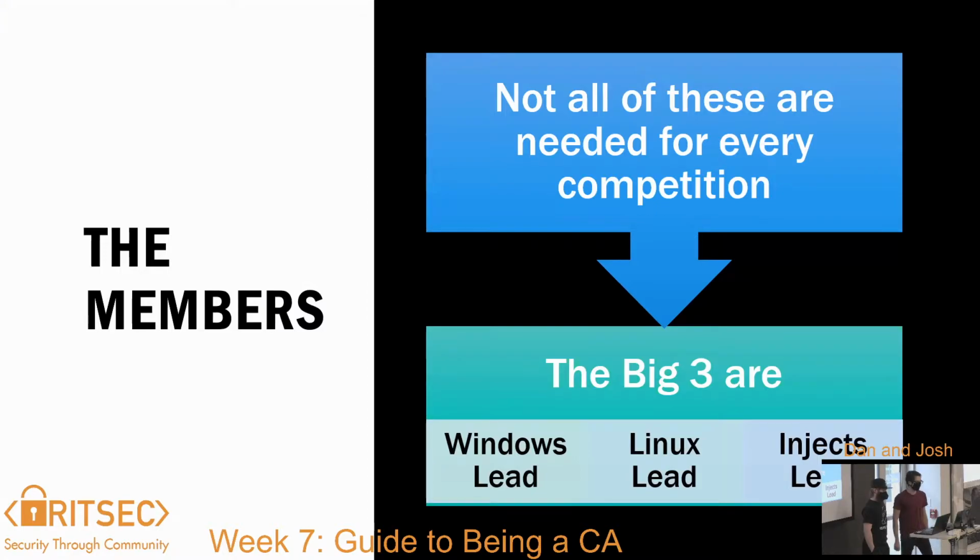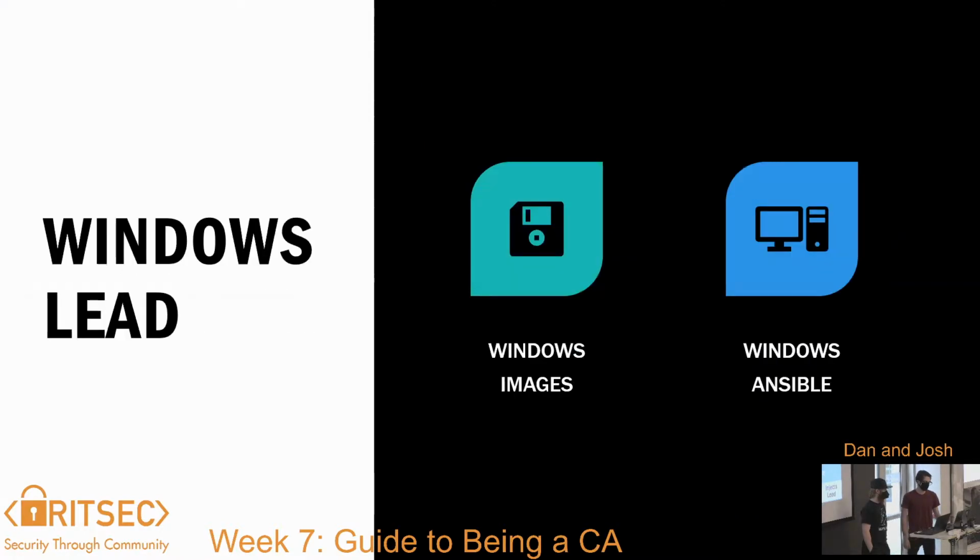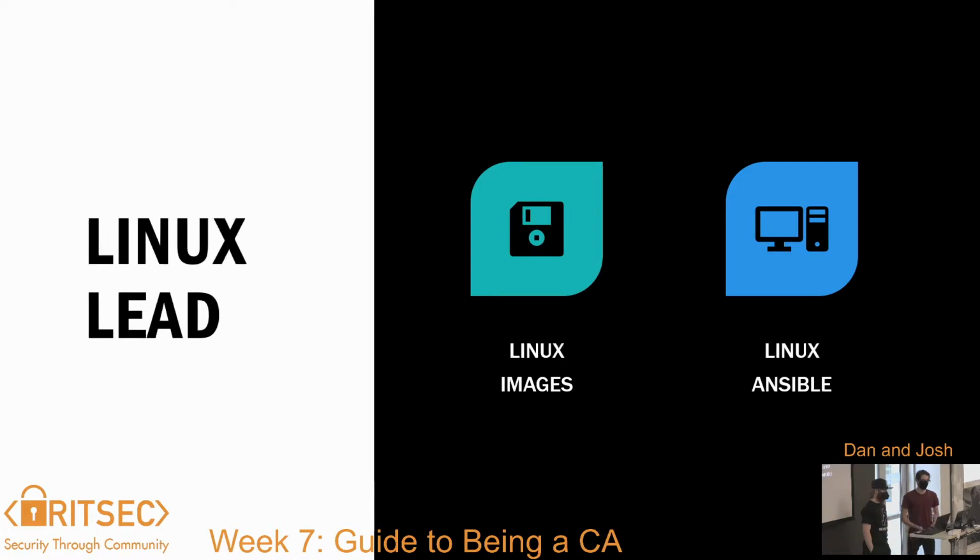So, the members of the black team that you need for every competition are Windows lead, Linux lead, and Nginx lead. The Windows lead is responsible for Windows images and the Windows Ansible. And we'll get into exactly what Ansible does in a minute and how we generate images. Similarly, the Linux lead is responsible for procuring or generating Linux images and writing Linux Ansible.